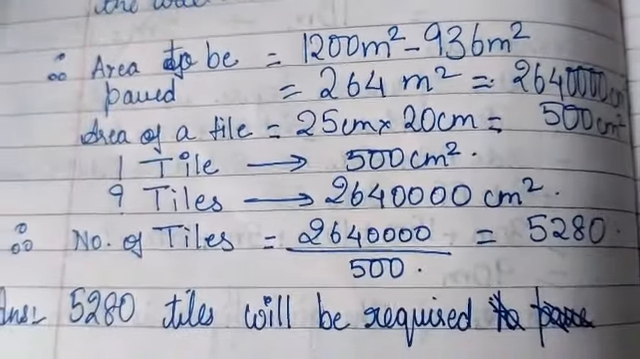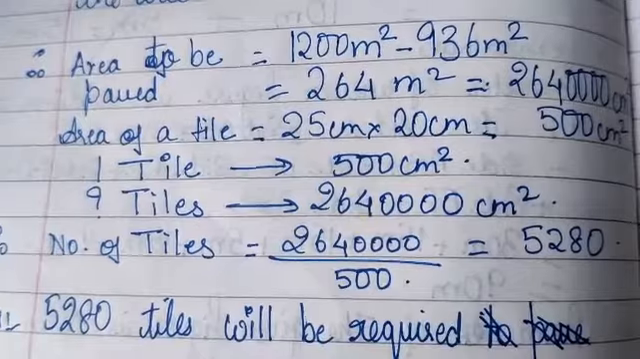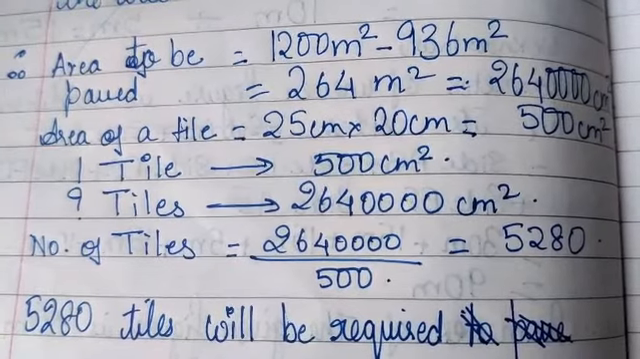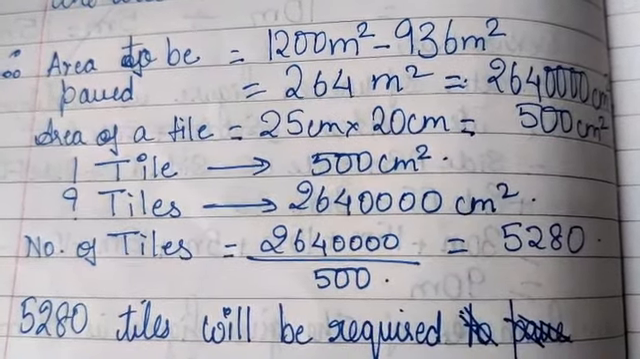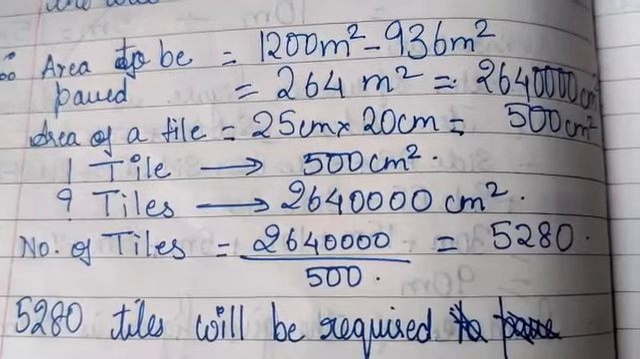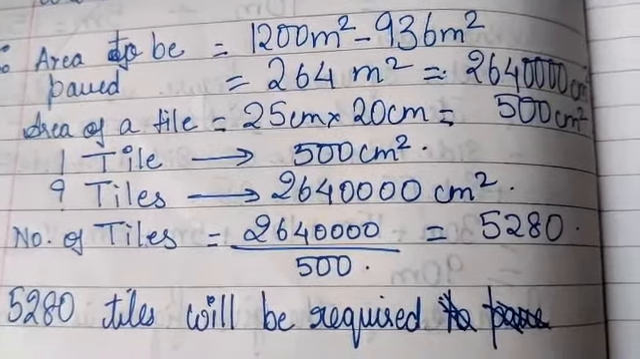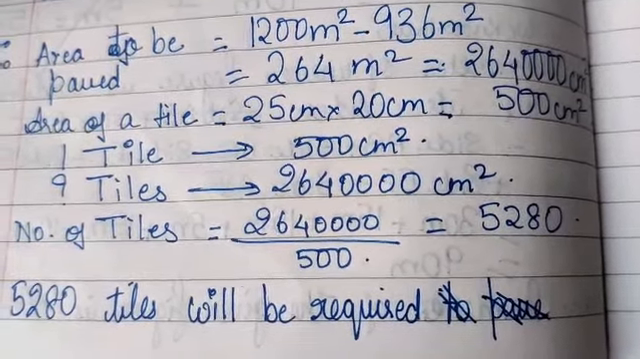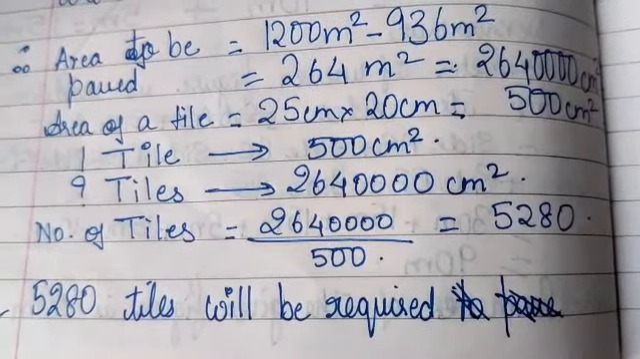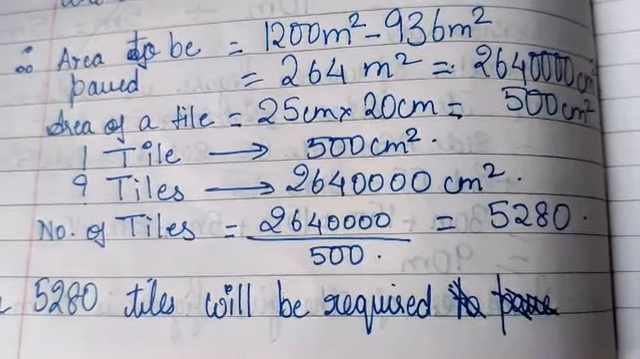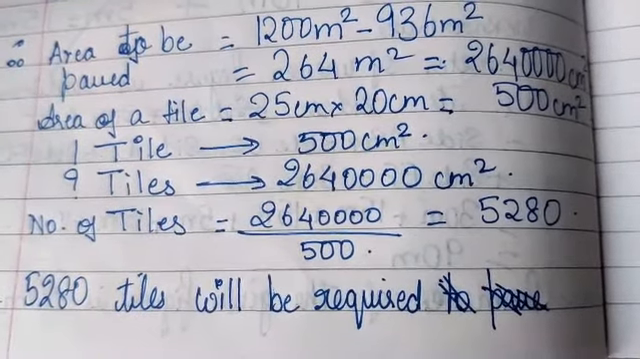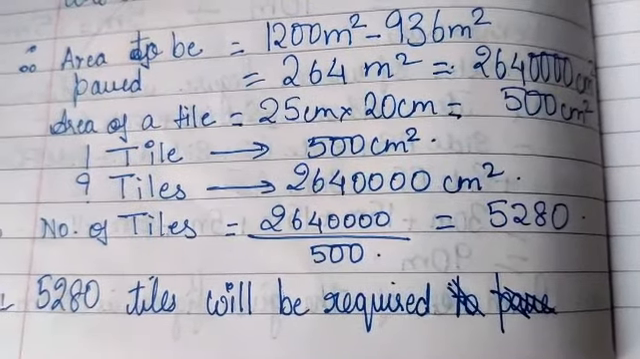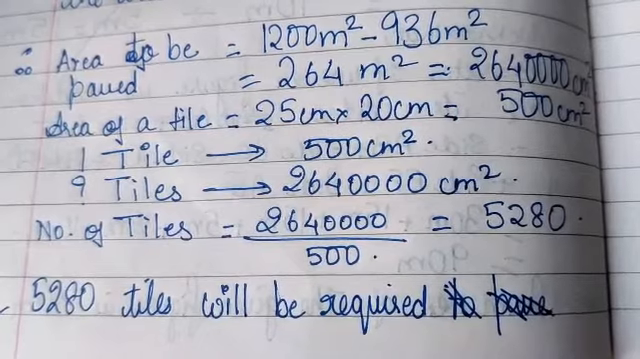Now we have area to be paved will be what? 1200 meter square minus 936 meter square. So that gives us 264 meter square, which on conversion to centimeters will be 26,40,000 centimeter square. Because the area of the tile is in centimeters, it is easier for us to convert from meters to centimeters. That's why we have converted the area to be paved into centimeter square, because the area of a tile is 500 centimeter square.